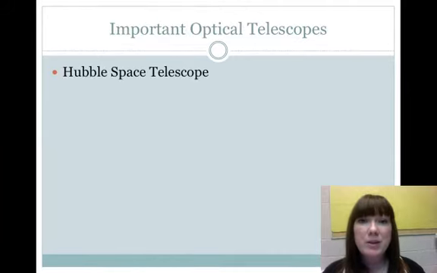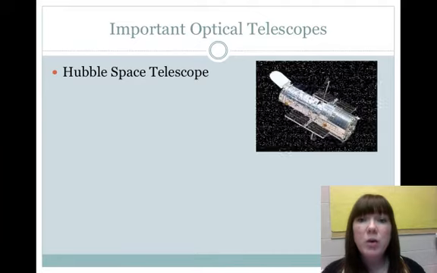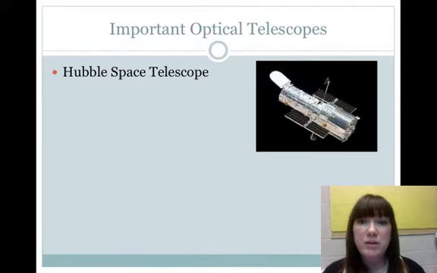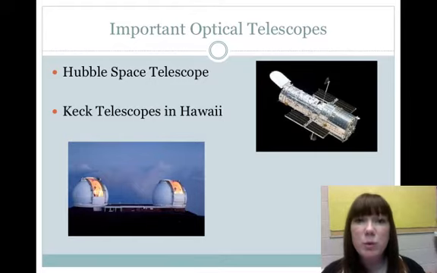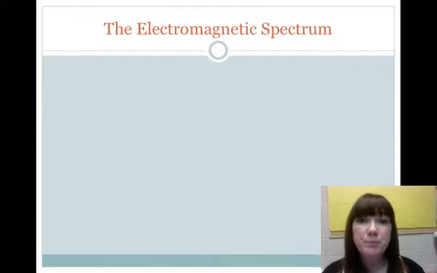There are some important optical telescopes that you've probably heard of before. One is the Hubble Space Telescope, and this is out in space, and then the other are the Keck telescopes in Hawaii. And so one of these is in space, and one is on the top of a mountain in Hawaii. And there are some big advantages to having the Hubble Space Telescope out in space because you don't have to worry about the atmosphere getting in the way and distorting your image at all.